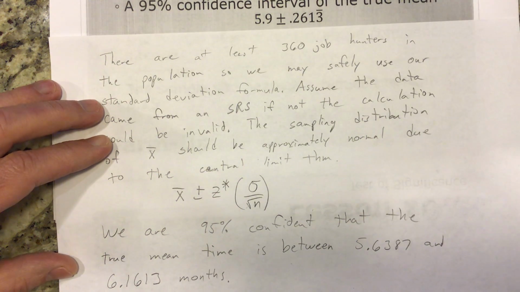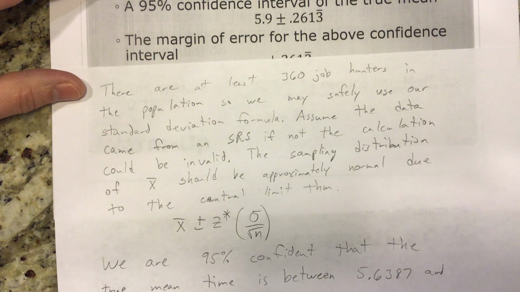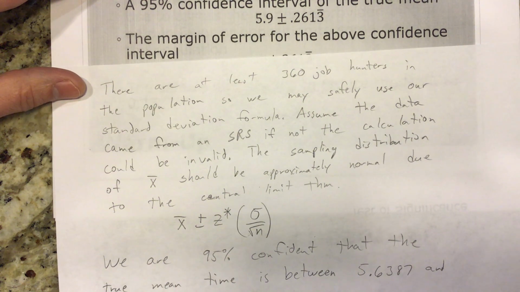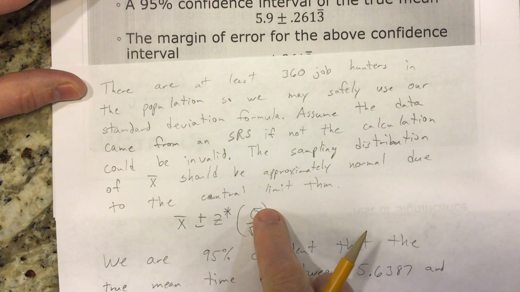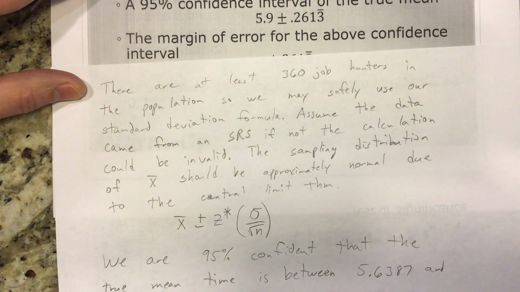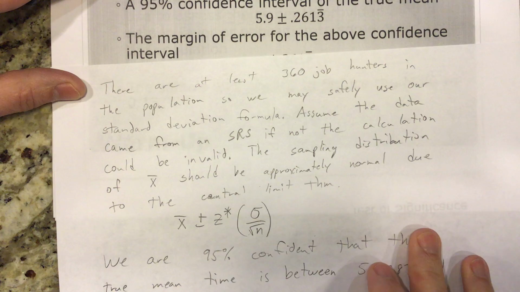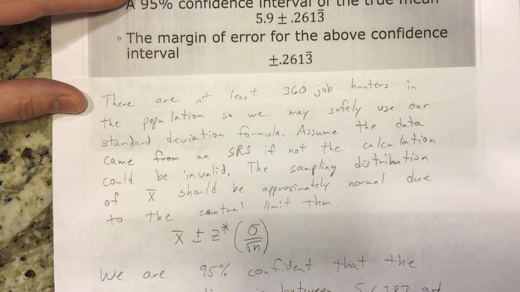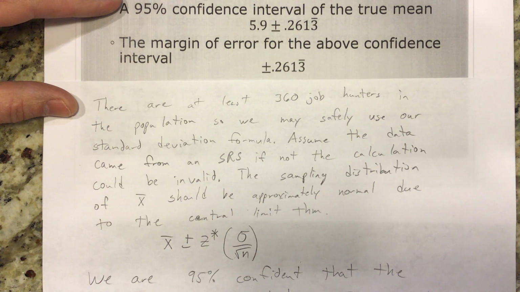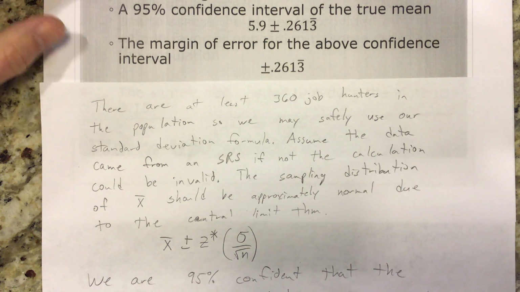So hopefully these are easy. Okay, little follow-up. What was the margin of error? Well, the margin of error was our z star times sigma divided by the square root of n. Which, of course, we have right there. Right, it's the amount that we are adding and subtracting to make sure that we capture the 95% confidence.